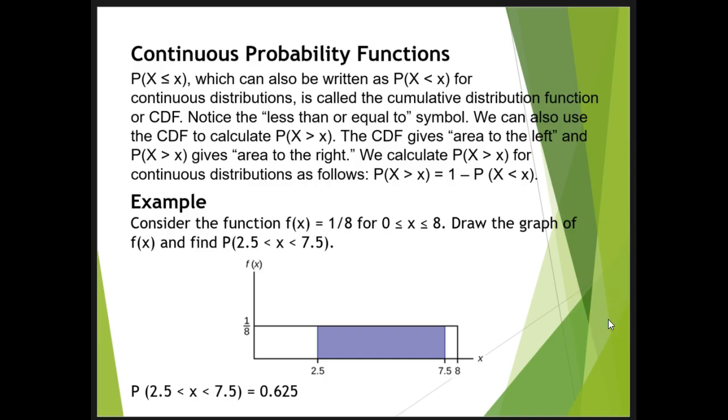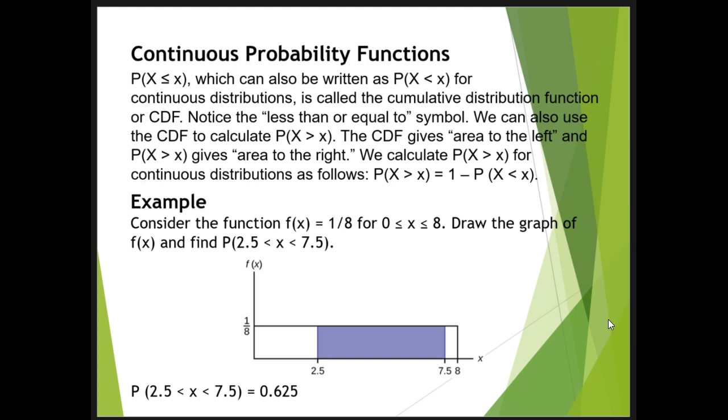So the probability that a random variable is less than or equal to x is called the cumulative distribution function, or CDF. And we can calculate if it's less than or equal to, or if it's greater than. And you can see on the screen how we do that.